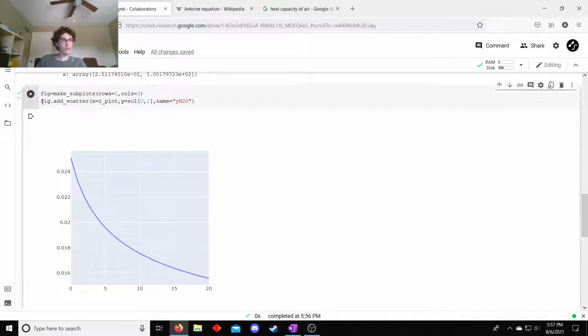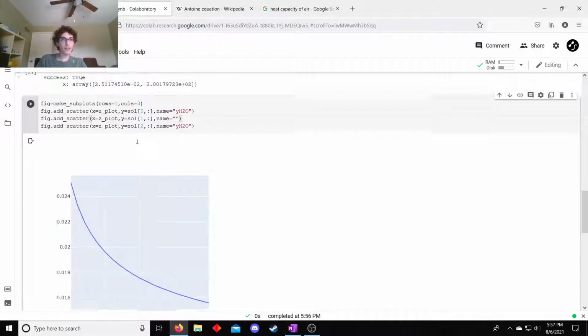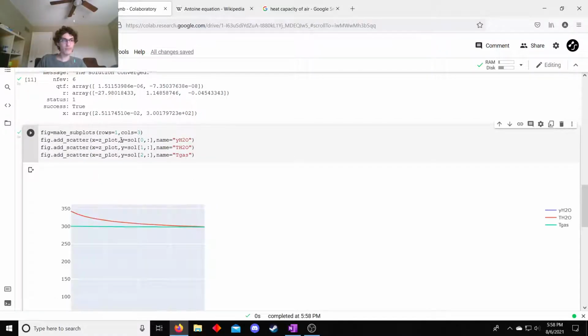So now we just have to do that 2 more times. So I'll copy and paste. And the only thing we need to change is that instead of grabbing from the first array, we grab from the second array and the third array. And this will be the temperature of the water, T H2O, and this will be the temperature of the air. Well, temperature of the gas. And there we go.